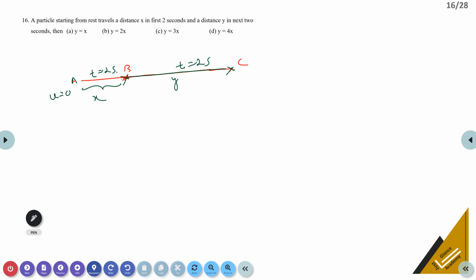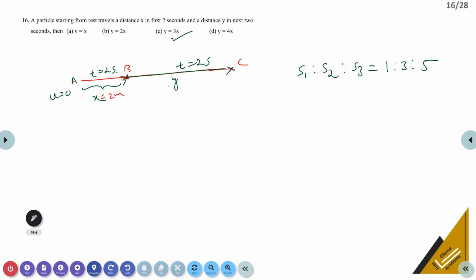Here you see, recall that S1, S2, S3, I told you, no? For equal time intervals, S1 is to S2 is to S3 equal to 1 is to 3 is to 5. You can guess this answer by using this also. Here, if this is 2 meter, this must be 6 meter. Y equal to 3x. This is the right choice.